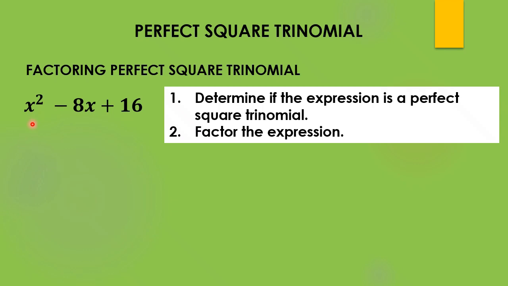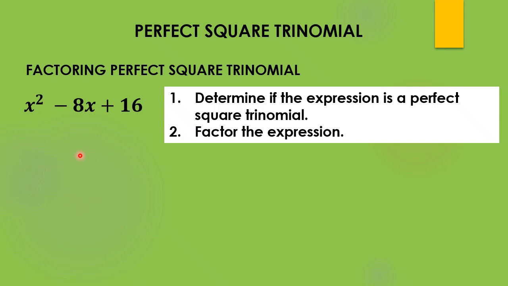Yes, it is the square of x. 16 is also a perfect square number. It is the square of 4. So our a here is x and our b is 4. So ab will be 4x. And then multiply it by 2, we get the middle term, which is 8x. So 8x is twice the product, 2 times 4x is 8x.